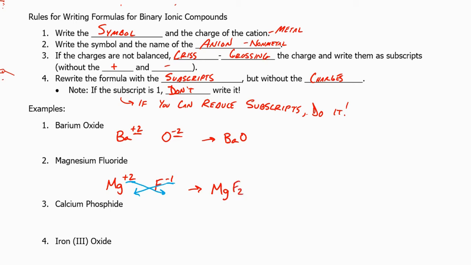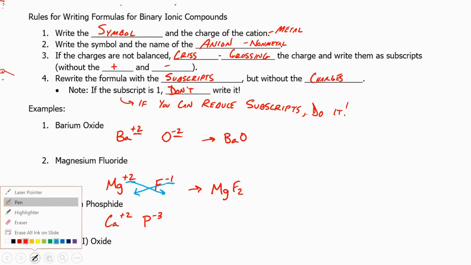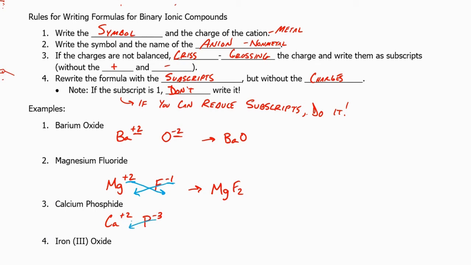All right, let's look at another one, calcium phosphide. So calcium is Ca, and it's got the +2 charge. Then we have phosphide, which is just phosphorus, which happens to have a -3 charge. Now again, since the +2 and the -3 don't cancel each other out, we crisscross them down. And when we do that, that gives us our formula Ca3P2.